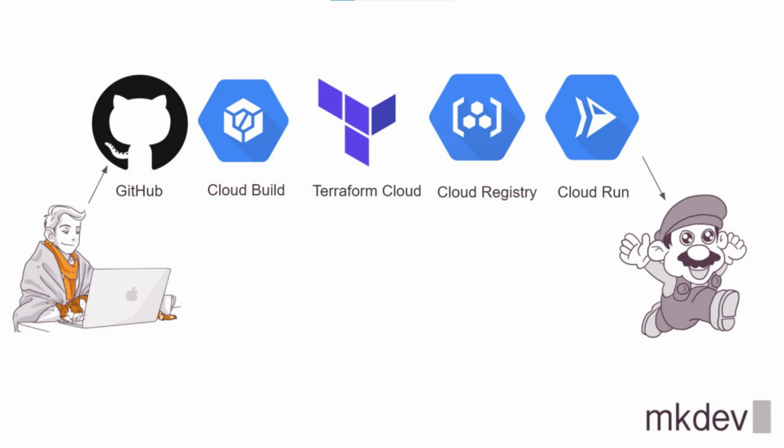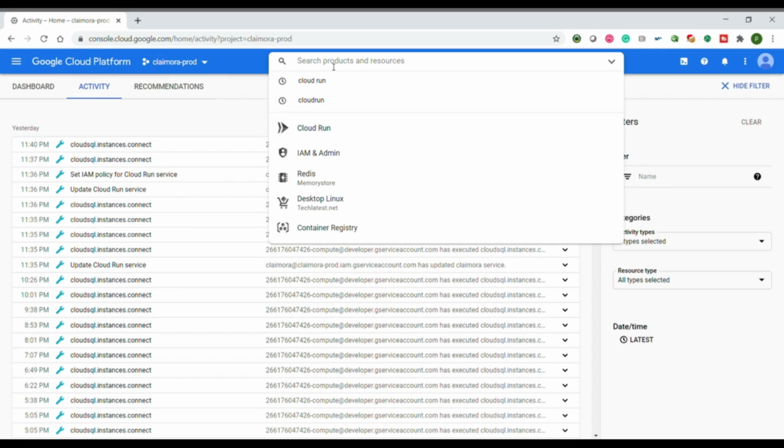To create the infrastructure, in this case, we're going to use Terraform Cloud. With Terraform, we create everything. We create the build trigger, IAM rules to give permission to our service account, our SQL instance, the Cloud Task, our Redis instance, and the cloud service in Cloud Run. These are the main elements, all necessary to deploy the app.